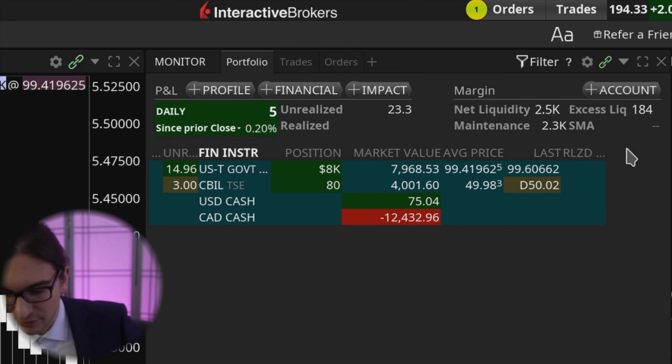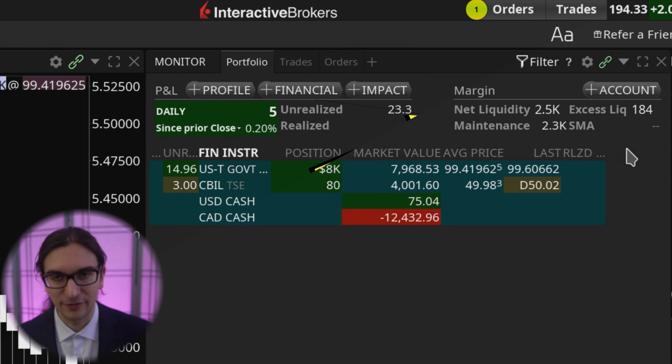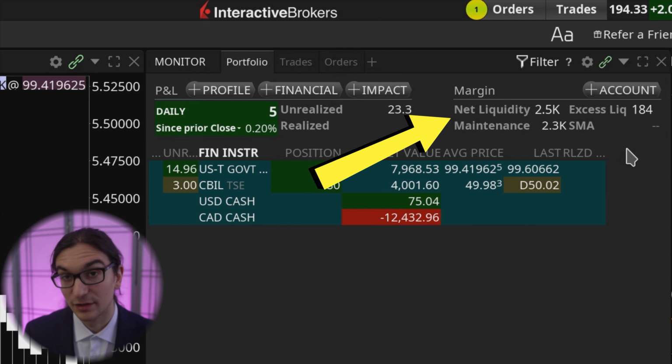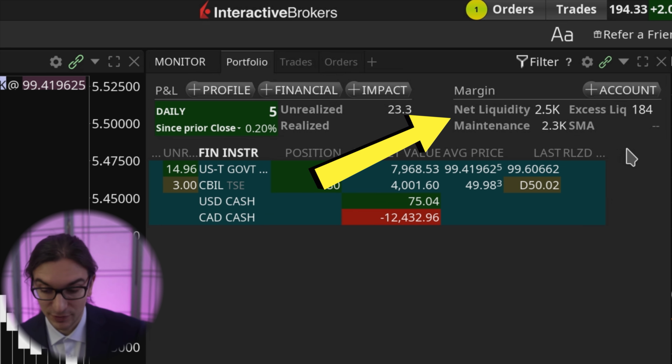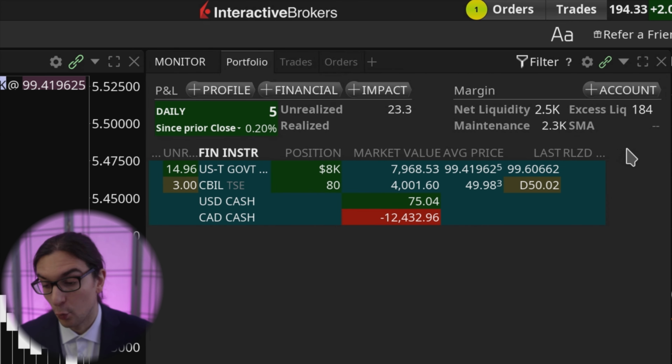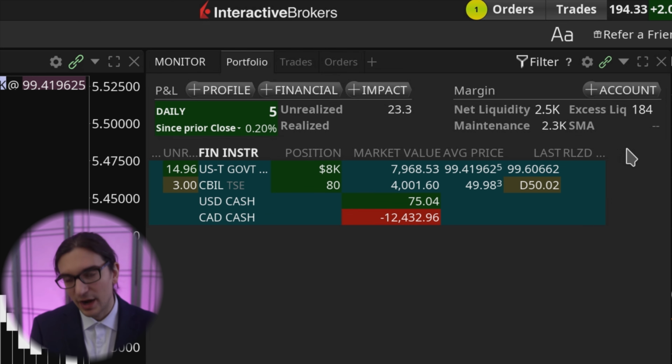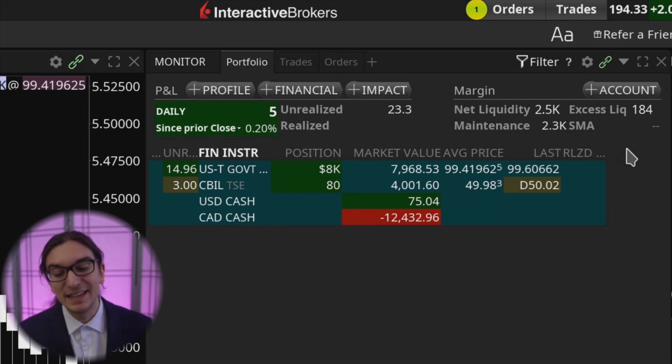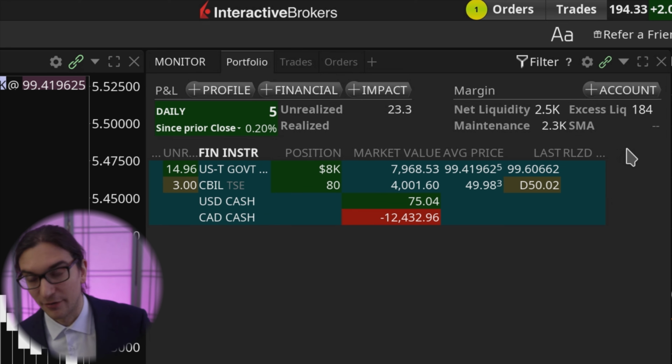So this is an example where you can see the net liquidity is 2.5 thousand and the maintenance level is 2.3K. And what the broker is essentially telling us here is that if the value of our account were to drop by $184, we would be subject to automatic position liquidation. Now, this right here is a low risk profile for this account because it's invested in T-bills that only give me a profit.